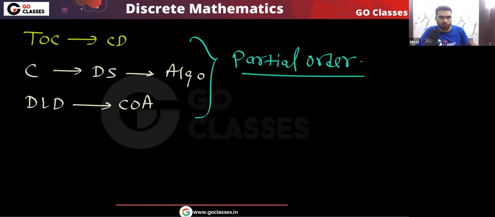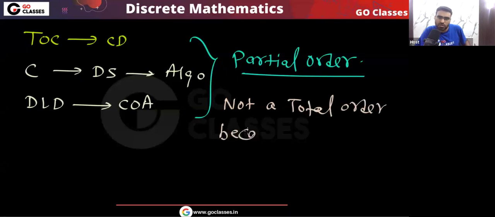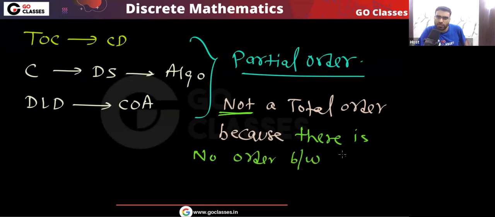This is a partial order. Why is this not a total order? This is not a total order because there is no order between C language and TOC. There is no order between, for example, TOC and C language.